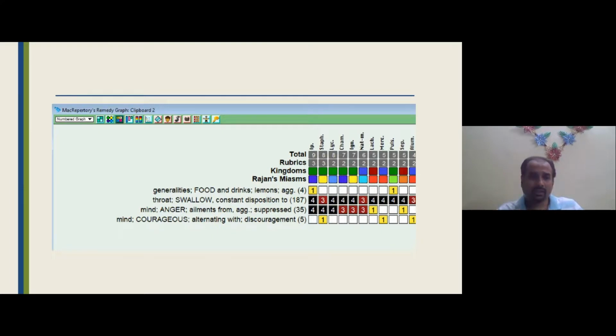You may not just take the case, you may not just see the reports, but we need to understand what the patient is doing while the case taking is going on, and the observations that you have made. And then there was this suppressed anger, which was also one of the key things in the case. And there was alternation of states. At one time she used to feel that she can react to her husband and fight back, but at other times she used to say no, there is no use. This way we reach the rubric courageous alternating with discouragement, and the remedy is staphysagria.